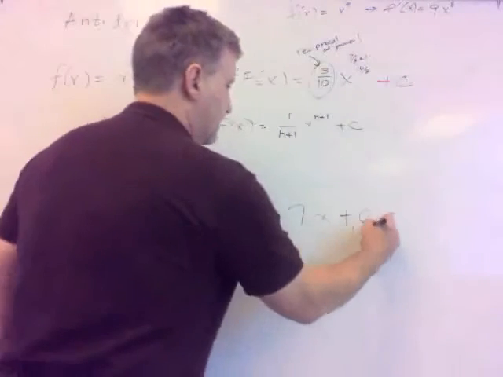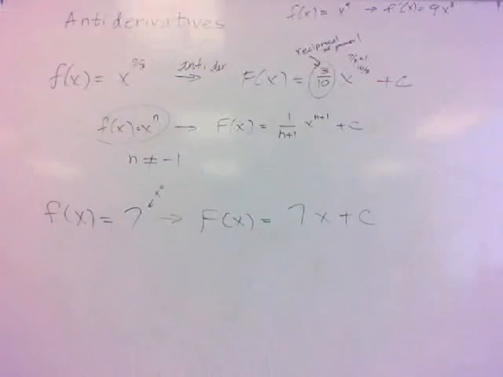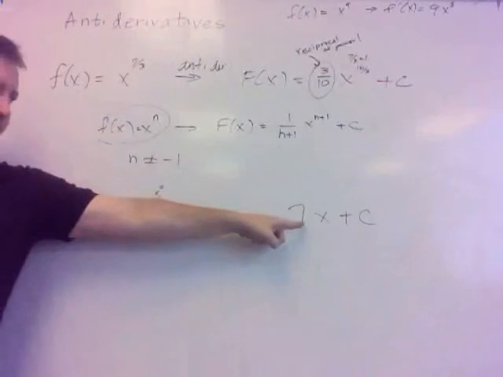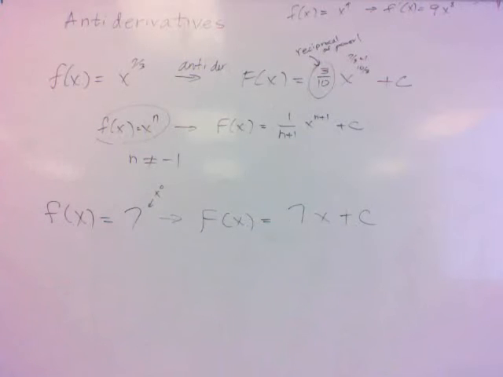So for a constant, the antiderivative, you just get back to the x, 7x. Essentially add an x in there, or whatever variable you want. And then, don't forget, plus c. All right.